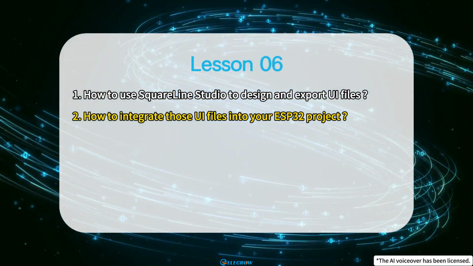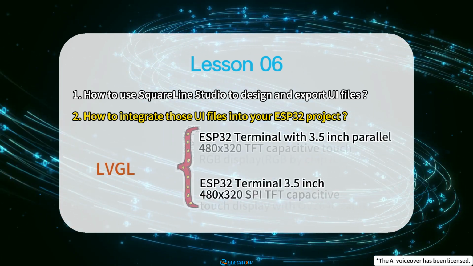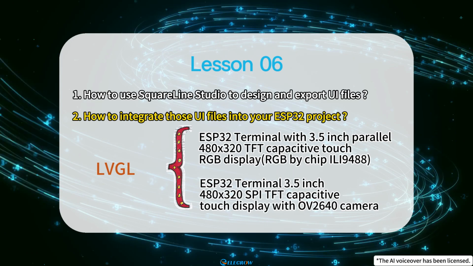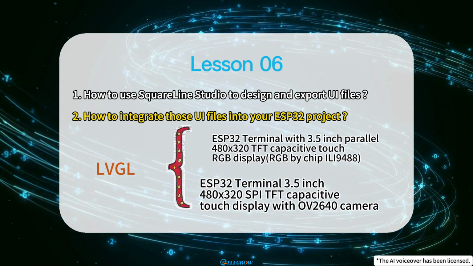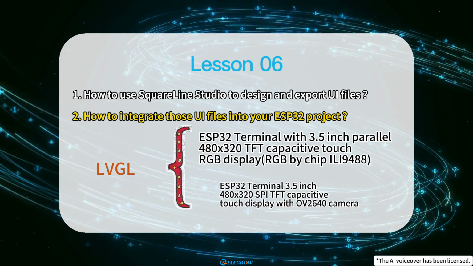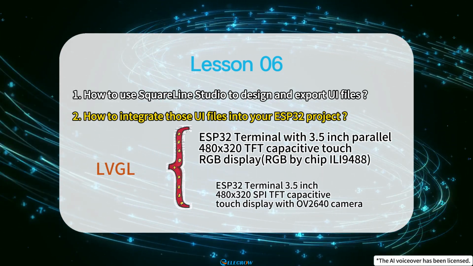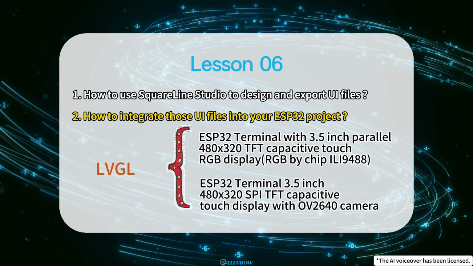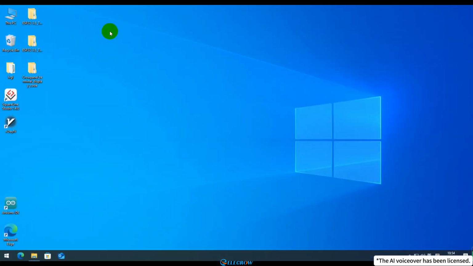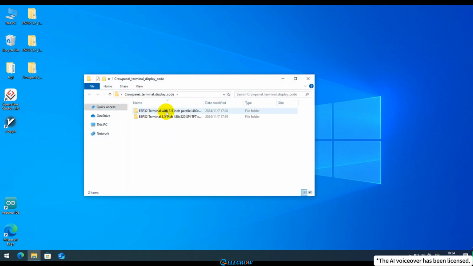Next, I'll demonstrate how to add these UI files to an Arduino project. Since the steps are the same for both boards, I will demonstrate on the ESP32 RGB screen. If you have the ESP32 SPI screen in your hand, you can still complete this lesson by following the steps below. Open the course files. If you're unsure where to download the course files, please check the video description below, which contains a link to the course documentation.